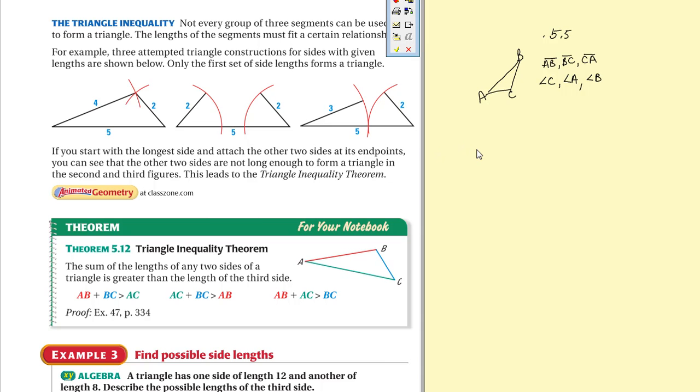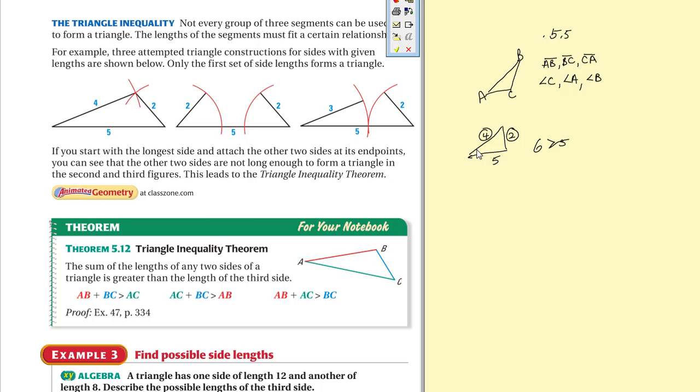So let's look again at that first triangle. We have 4, 2, and 5. Notice that I can add the 4 and the 2 up to get 6, and 6 is greater than 5. This is what we need to make a triangle. Any two sides added together has to be bigger than the third side.